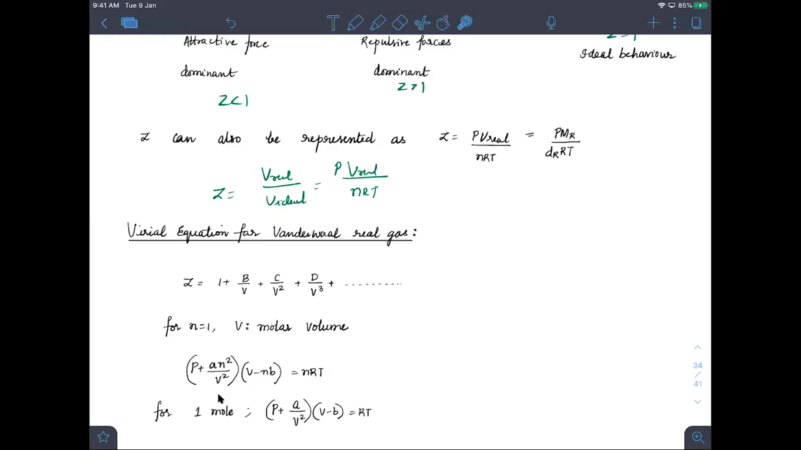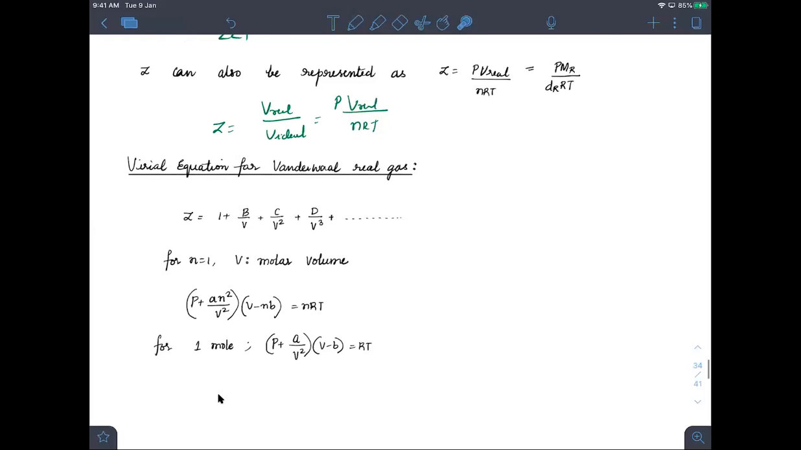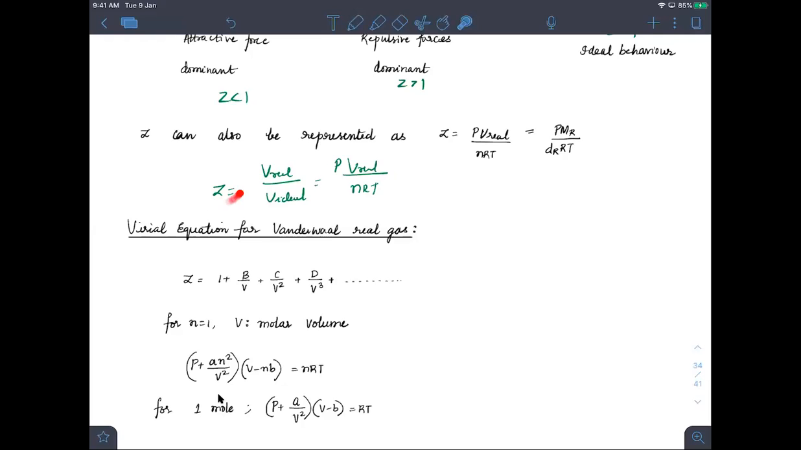Right. So therefore, you can see that Z can be written as PV by nRT. In the questions, you would be directly given the pressure value, temperature value, and number of moles value. You have to calculate Z. Don't think that the given pressure is a real pressure or ideal pressure. Both will be the same. While defining Z, we are considering that only at the same pressure and same temperature.